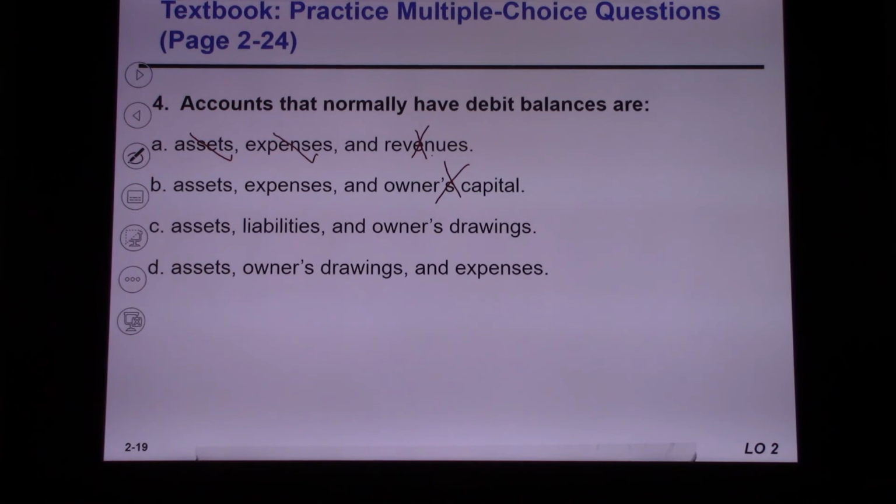Assets, liabilities, owner's drawing. Liabilities also have a normal credit balance. Assets, expenses, we have said yes, and owner's drawing, yes, because owner's drawing increases on the debit side, so it will have a normal debit balance. So the choice will be D.